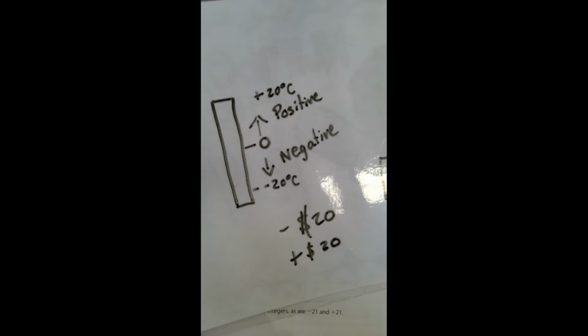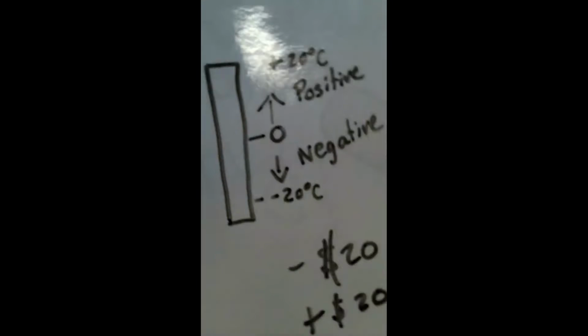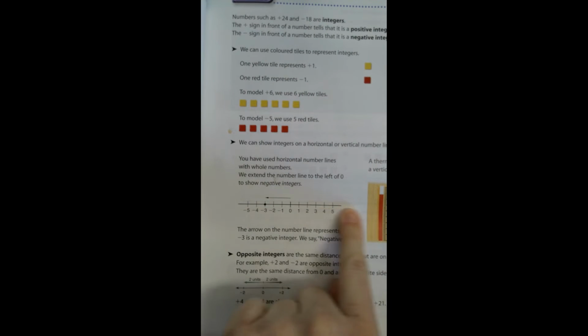Now, another way that you can see integers is through this number line, and this is our horizontal image here. It says, you have used horizontal lines with whole numbers. We extend the number line to the left of the 0, so here's our 0, to show negative integers. This one's showing -3, because that's where our dot is and that's where our arrow stops. The arrow on the number line represents -3. -3 is a negative integer. We say -3.